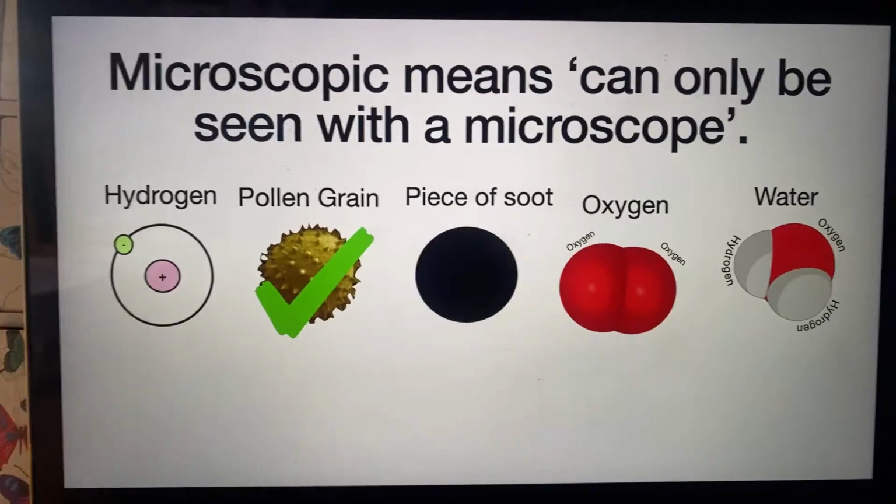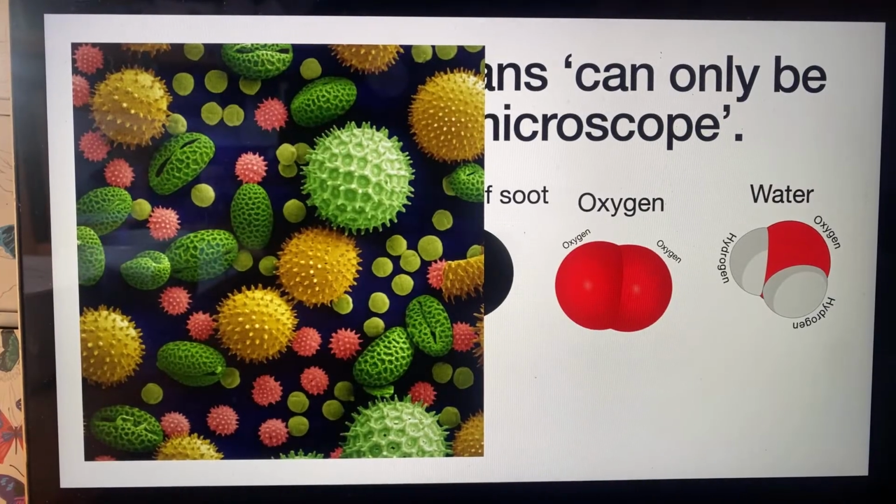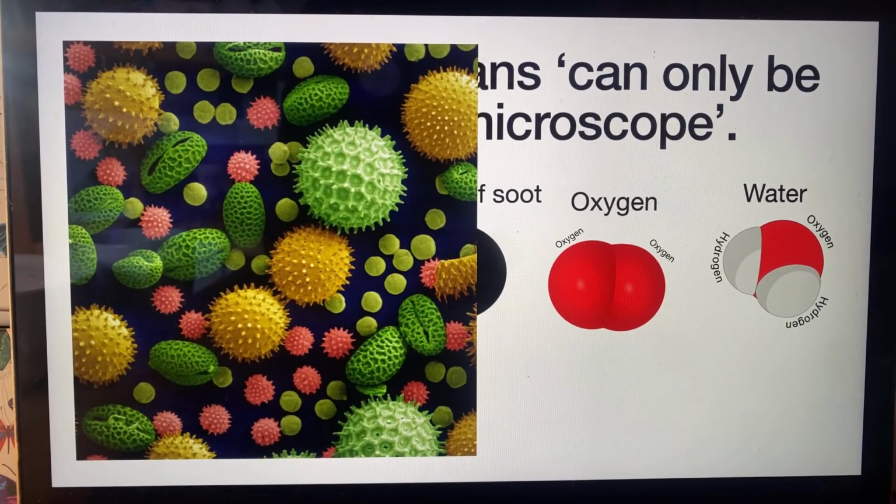You can see it, but that's loads of pollen grains all clumped together, in the same way that mould is loads and loads of tiny little fungus cells all together. But you can't see one grain of pollen with your eye, but you can see it with a microscope. And it's the same with soot. You can see loads of soot particles all bunched together on chimneys and stuff, but just one particle of soot, you can only see it with a microscope. You can't see it with your eye. So they are microscopic.